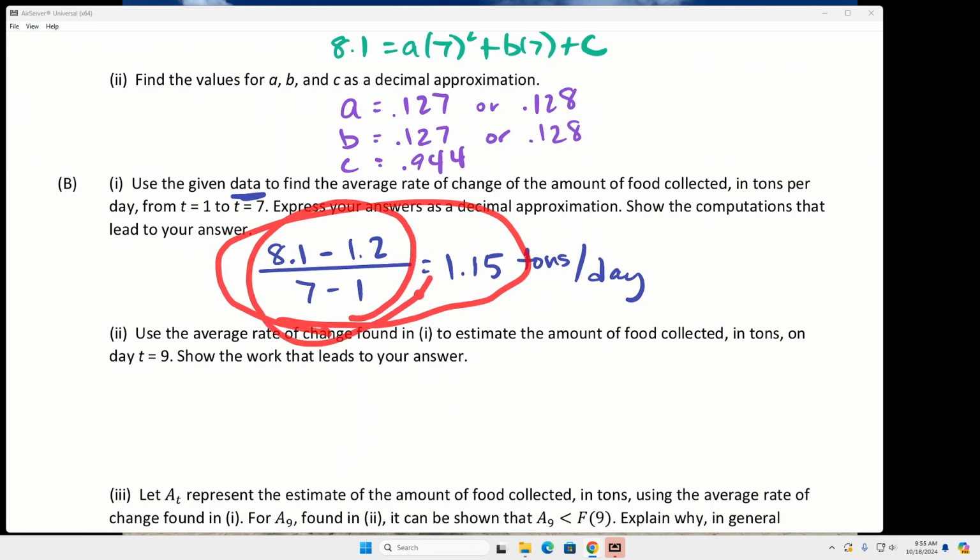But you have to have your work shown. You can't just write the answer. I know you can do it in the calculator, but you cannot just write that. It will be wrong. Or it just won't be enough to earn your point.